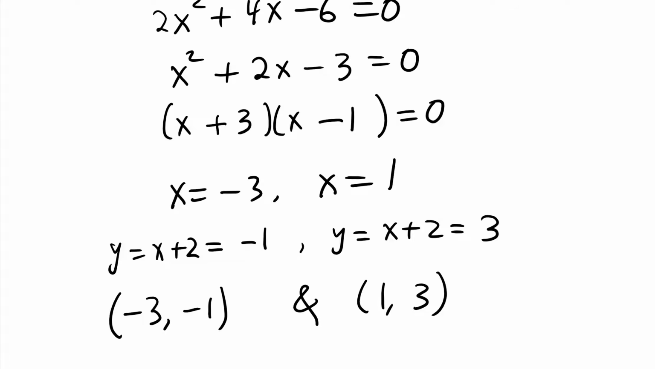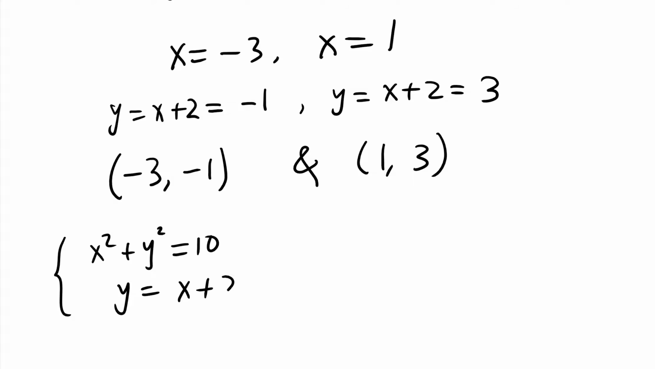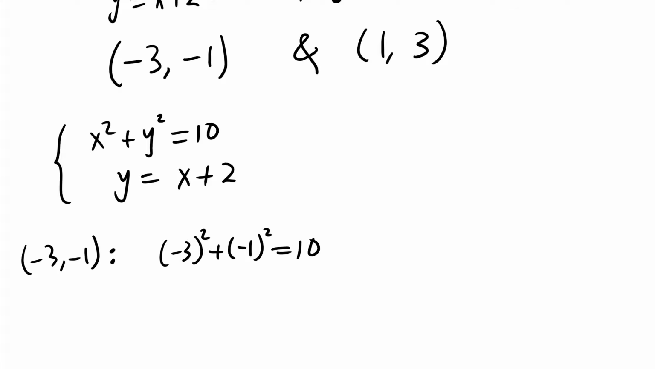When we solve a system of quadratic equations, we do need to check if this works or not. So let me rewrite the system again. x squared plus y squared equals 10. y equals x plus 2. So you can substitute into the first one. Negative 3 squared plus negative 1 squared. Does that equal 10? 9 plus 1. Yes, it does. It works for the first equation.